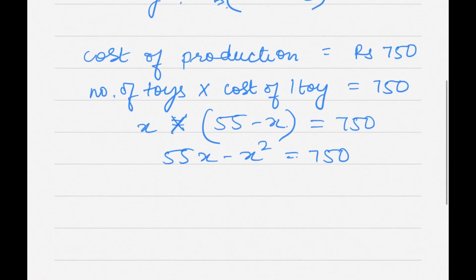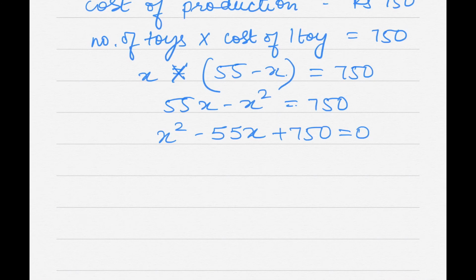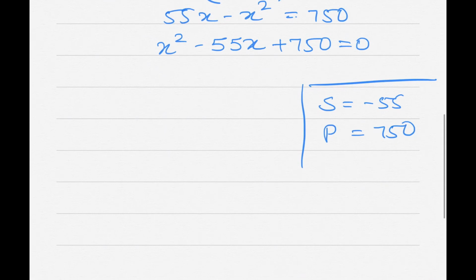Now I'll take everything to the right hand side because I want my first term to be positive, which is x square. So x square minus 55x plus 750 is equal to 0. So I got a quadratic equation now. I have to solve this equation. So let's see, my sum is equal to minus 55 and my product is equal to 750. A little bit of rough work on my right hand side. I can find out the factors of 750, so I'll be able to easily find out. But let's do it this way.